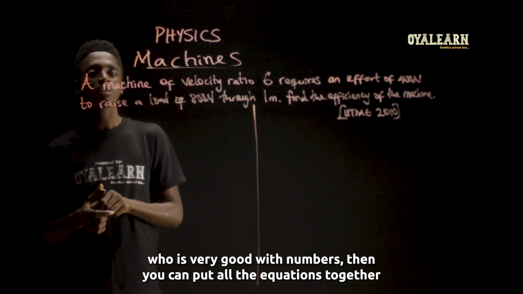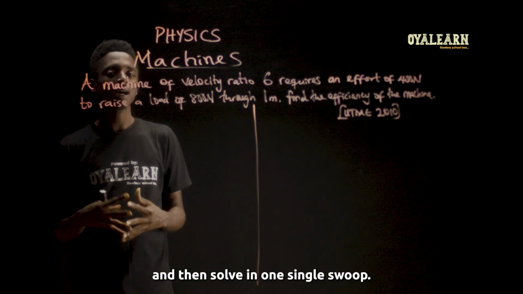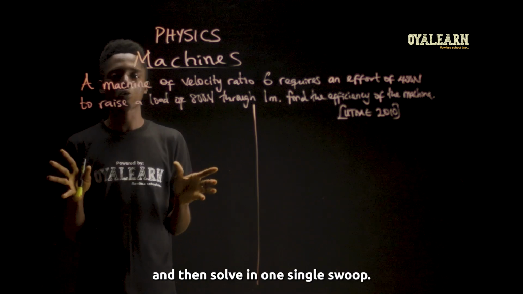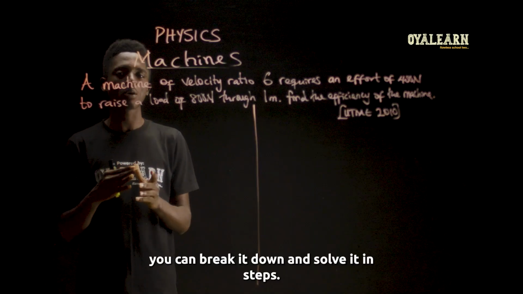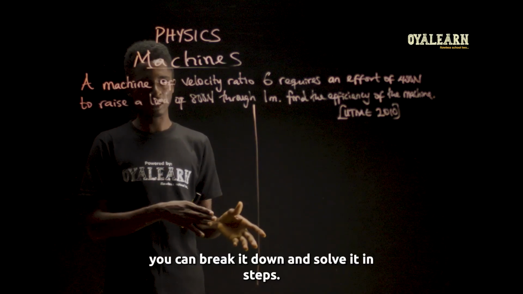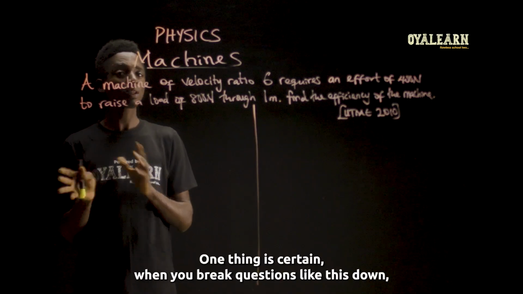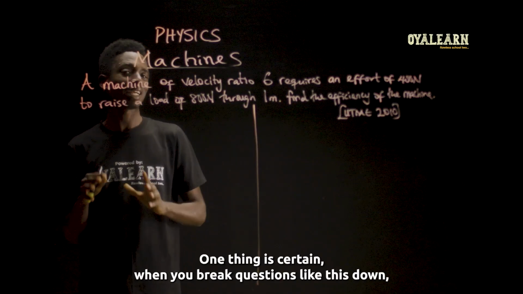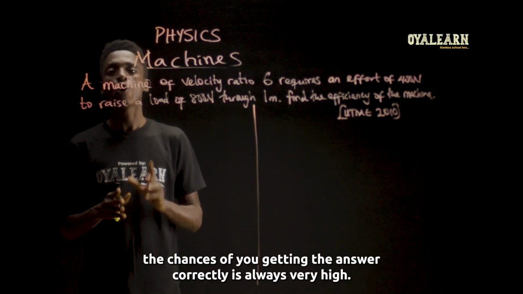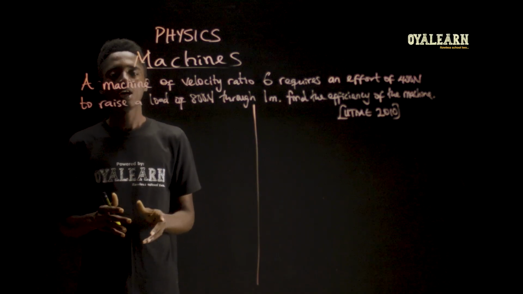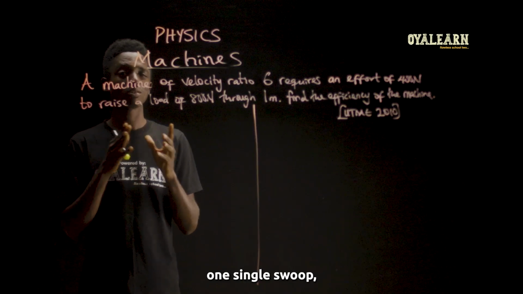If you're the kind of person who is very good with numbers, then you can put all the equations together and then solve in one single swoop. However, if you're not very good with numbers, you can break it down and solve it in steps. Okay, so I'll show you how to solve it in steps so that you don't make errors. One thing is certain, when you break questions like this down, the chances of you getting the answer correctly is always very high.